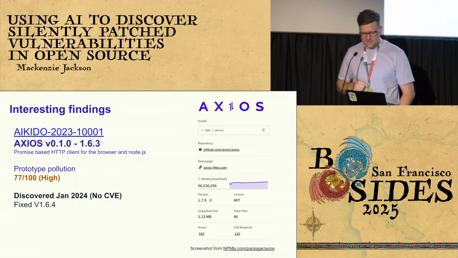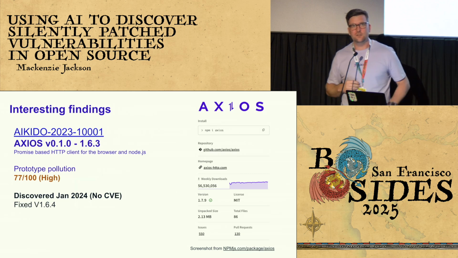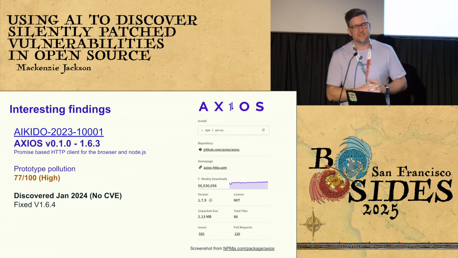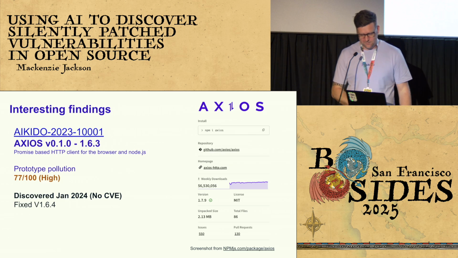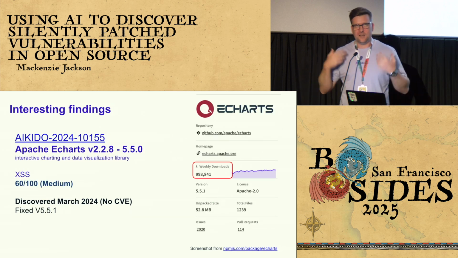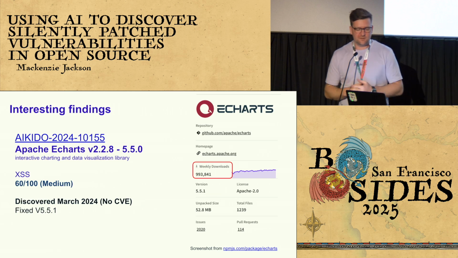And this is a project that has 56 million weekly downloads, that has a high severity, almost critical severity vulnerability within it that was discovered by the maintainers and fixed by the maintainers, but never actually reported. And that still doesn't have a CVE. Here we have Apache eCharts. This had a cross-site scripting vulnerability in it that was medium, but almost a high severity vulnerability.